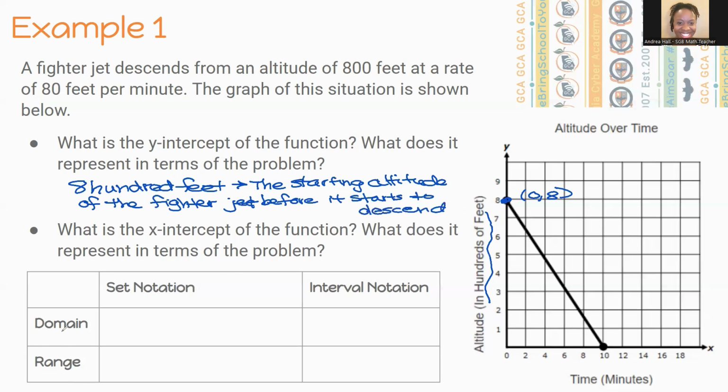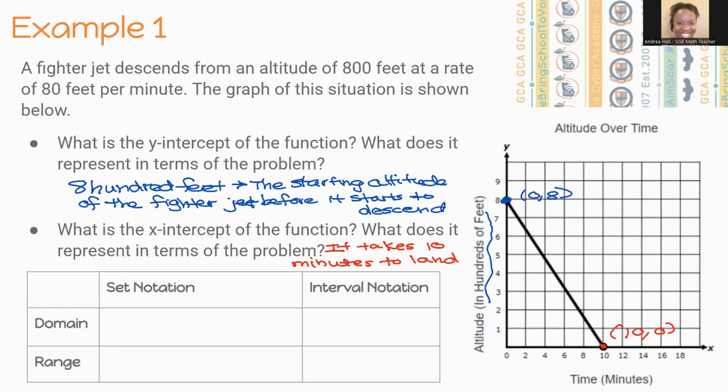Okay, what does the x represent in terms of this function? And again, use your axes to help you understand it. All right, so that's our time in minutes. So the x-intercept is going to be 10, 0. So the height is 0, and that's time in minutes. So what does it represent in terms of this problem? It takes 10 minutes to land. We hope it's landing and not crashing, right? So this is how we use the x-intercept and the y-intercept in the problem.